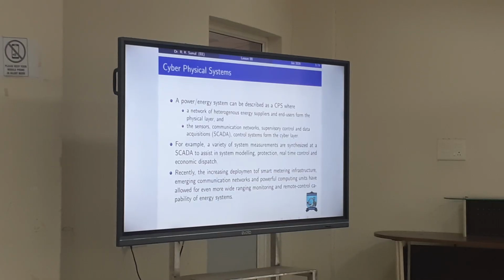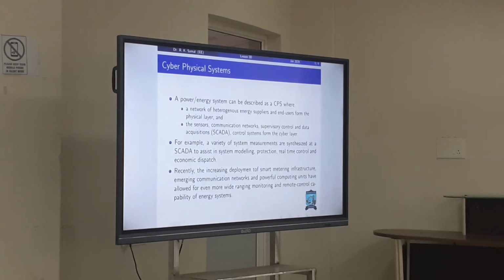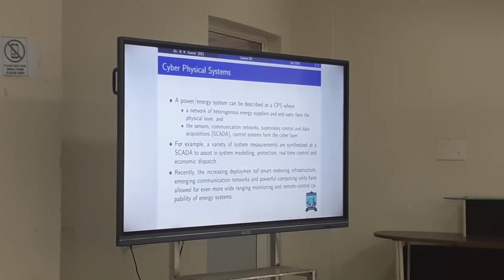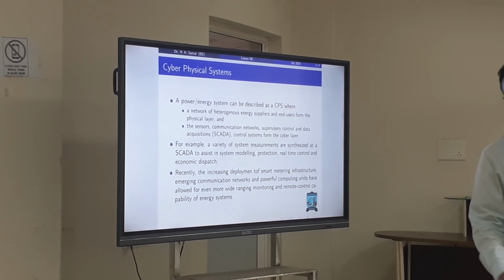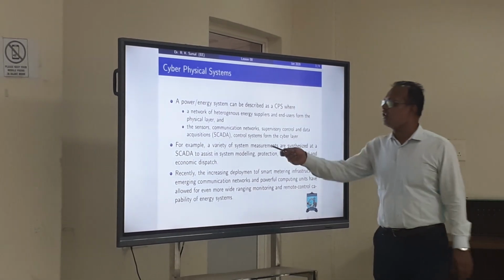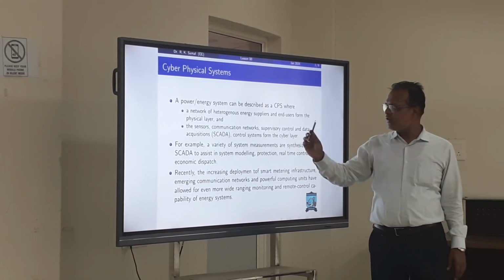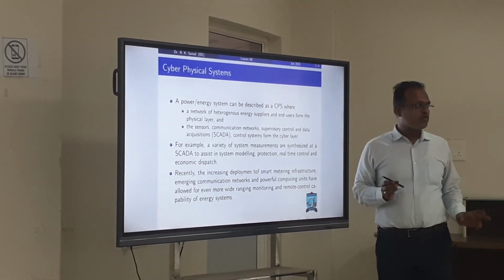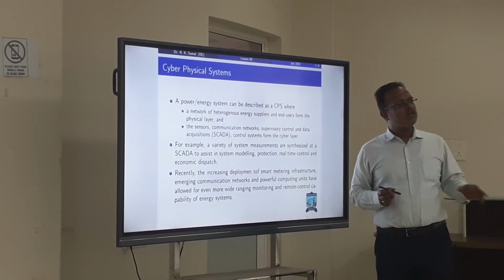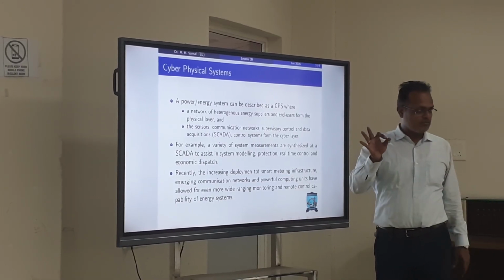There are some 7 layers, the Open System Interconnection layers. Similarly, here also there are some communication algorithms which are used. That's why it's a cyber physical system. For example, the most widely used is the SCADA system, which is known as the Supervisory Control and Data Acquisition system, which is used invariably in every substation.